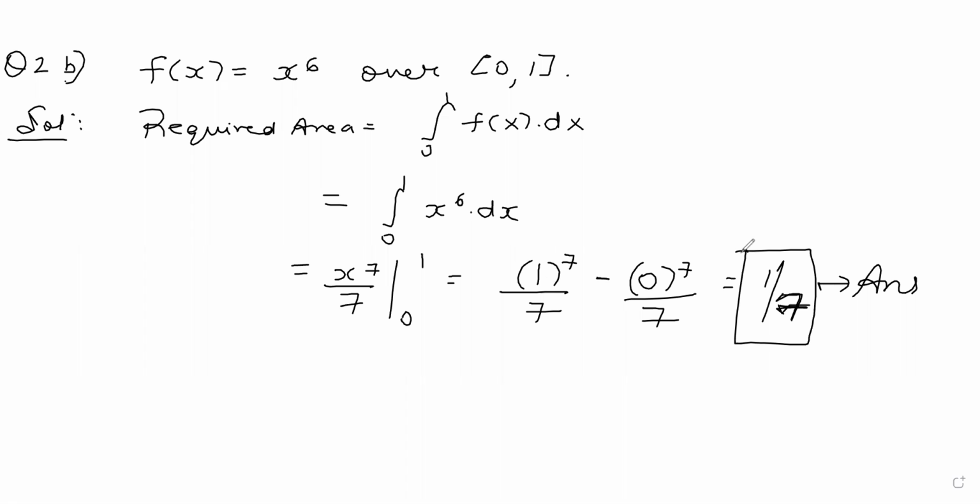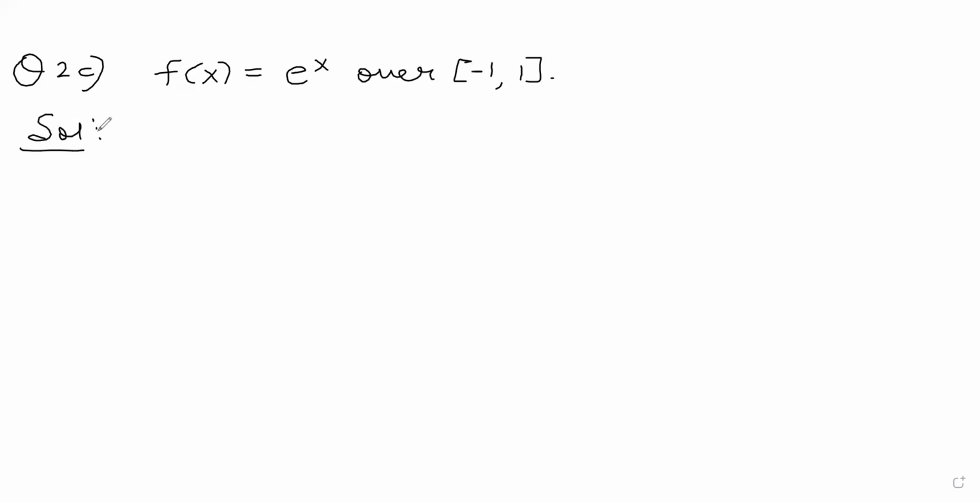Okay, let's move forward to the next part, question 2, part C. These are very simple problems. So again, we need to find the area under f of x equal to e to the power x over the interval minus 1 to 1. Let's work this out. What will the required area be?